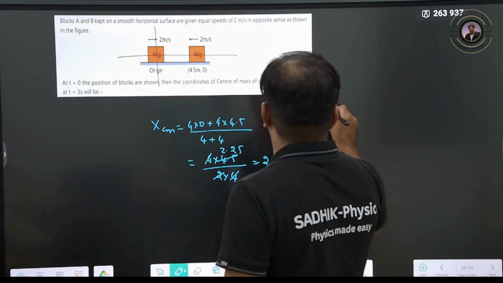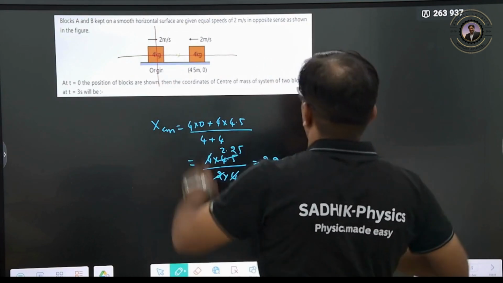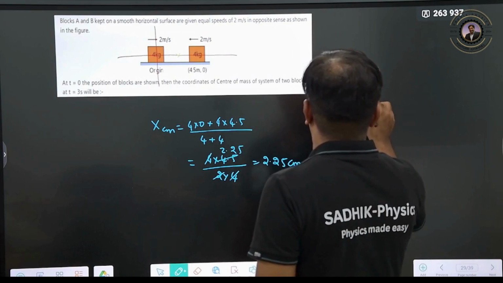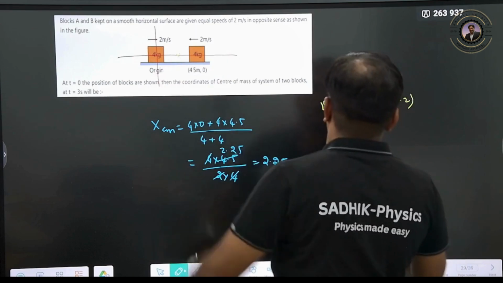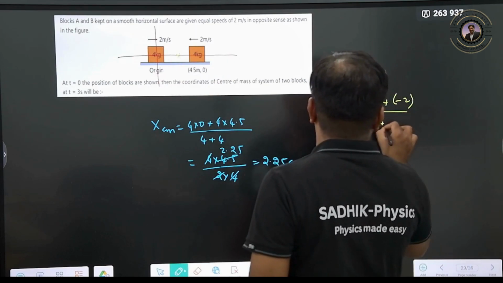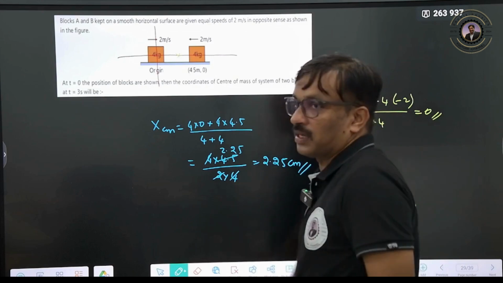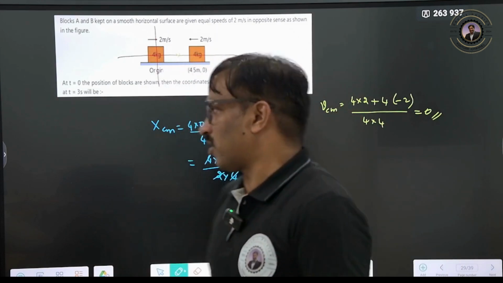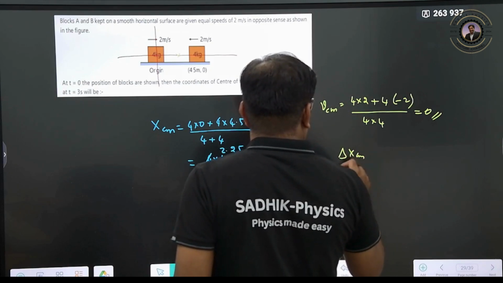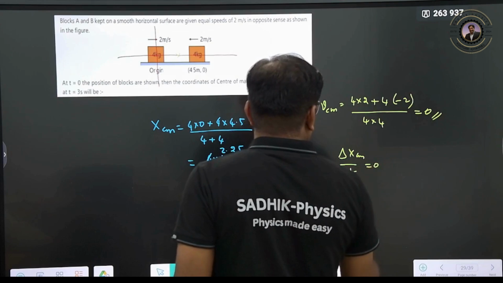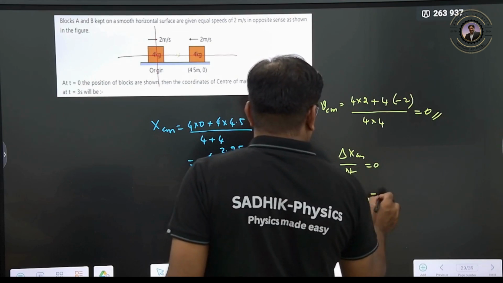So the velocity of your center of mass is going with 4 into 2 plus 4 into minus 2, because it is going toward this side, by 4 into 4. So therefore the velocity of your center of mass is 0. So the velocity of the center of mass being 0 means what? The shift in the center of mass with time will be equal to 0. The shift in the center of mass will be 0.